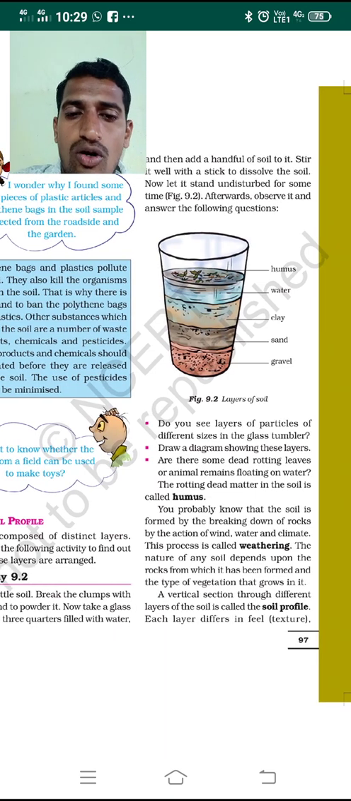The rotting dead matter that you see in the top portion, the rotting leaves and the dead remains of parts of animals, whatever rotting matter is left, keeps floating on the top surface of the water. That is known as what? Humus. So the rotting dead matter on the soil in the first layer, we call it humus.